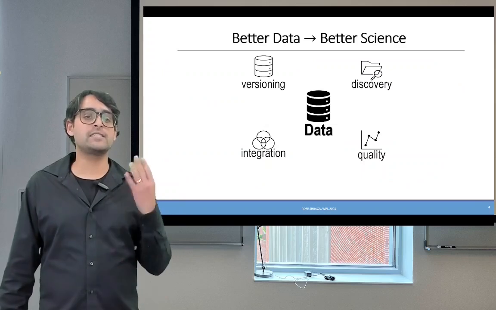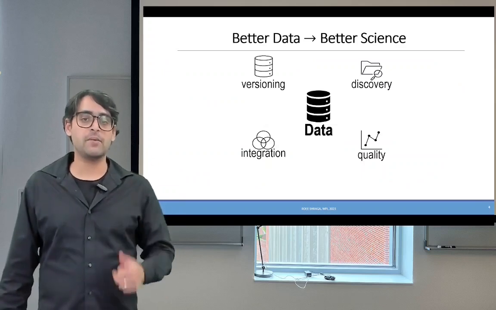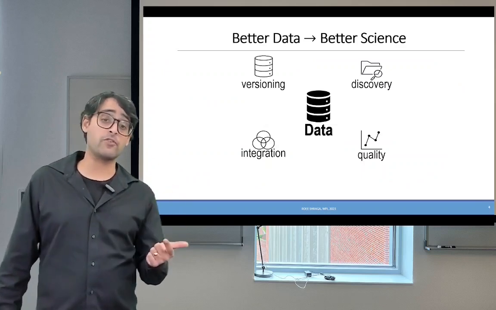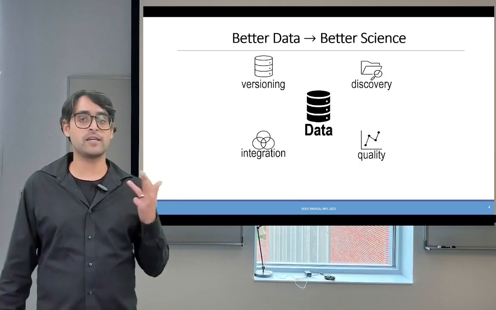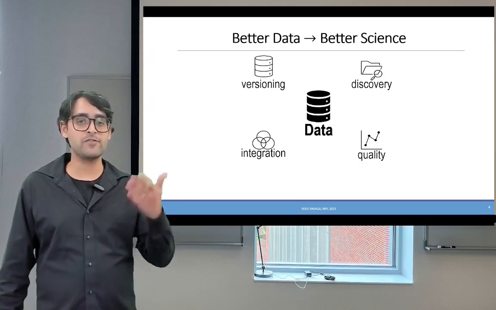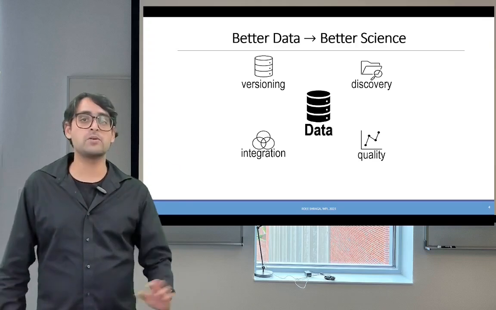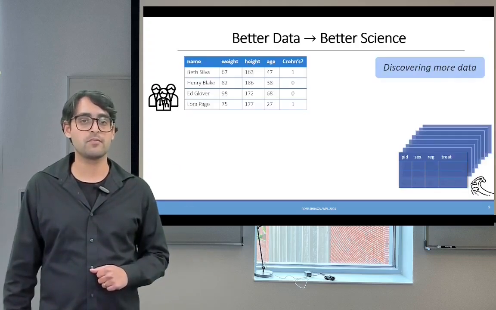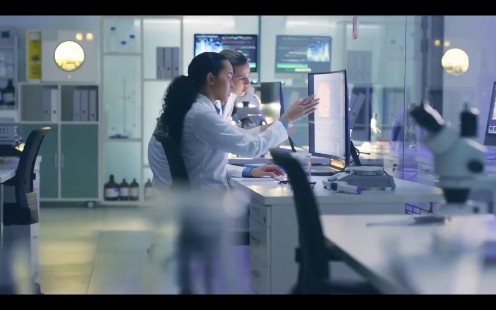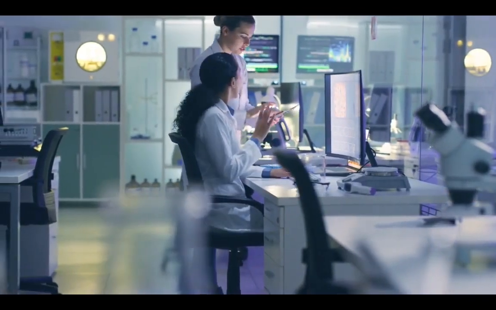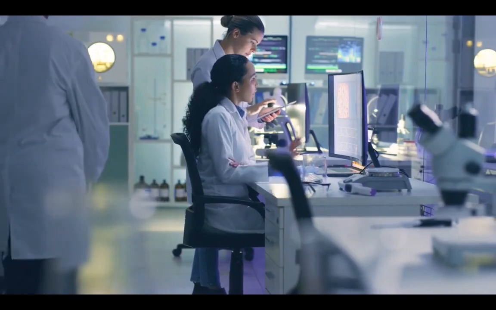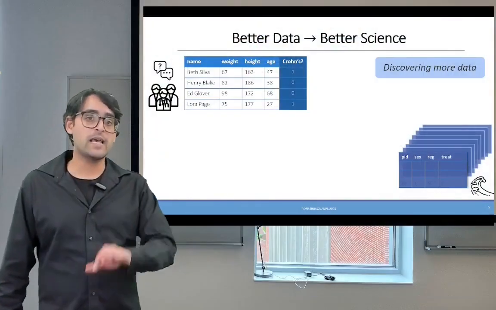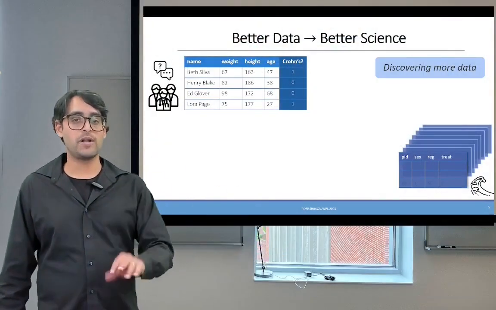My research has four main pillars, namely data versioning, data discovery, data integration, and data quality. And I'm going to spend the next few minutes to tell you a bit more about some of the research projects that we have going on in my lab. For this context, assume that we have a group of scientists trying to look at data to predict whether a specific patient has Crohn's disease or not.